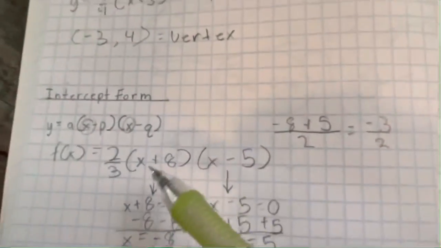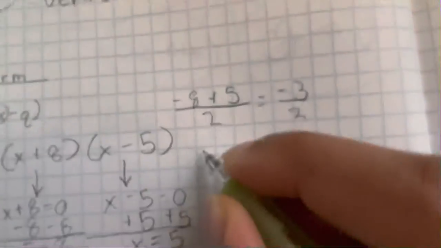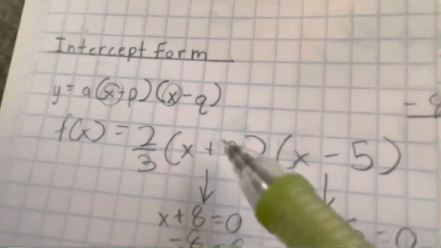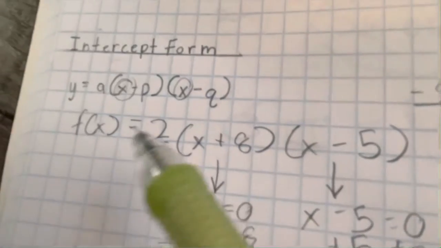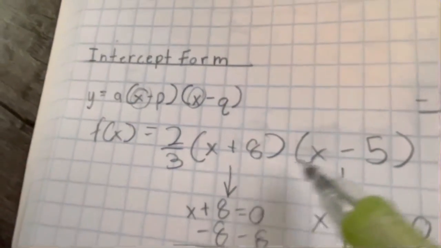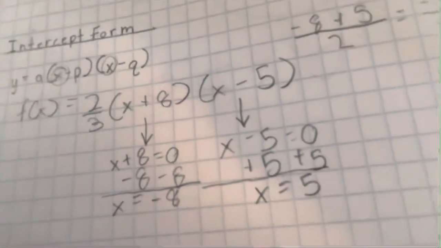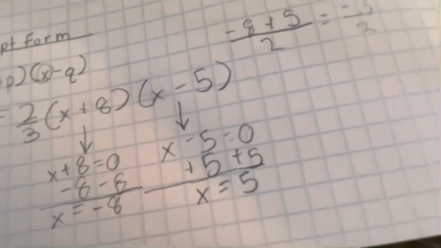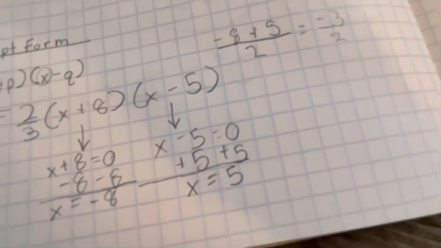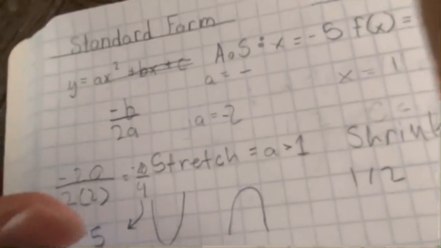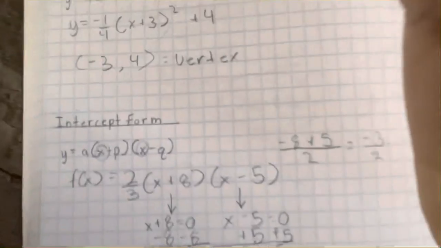And then when we have that value for x, we can plug it back into the original equation. So negative 1.5 right here, and then we just simplify it. We simplify the parentheses and then we multiply everything by 2/3. And that's how you get the vertex. So that's pretty much all you need to know for intercept form when you're graphing, vertex form, and standard form. And I hope this video helped.